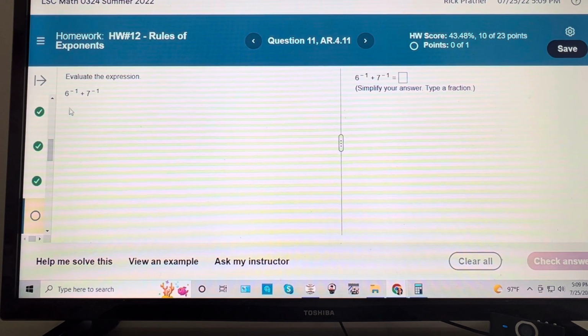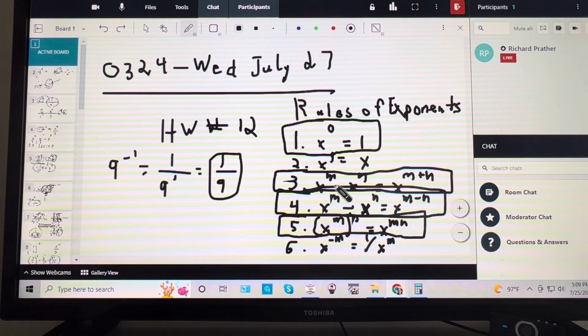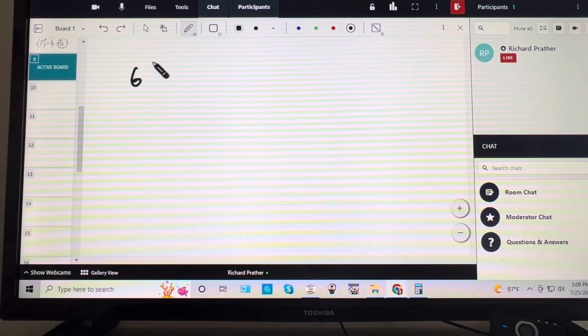Watch out here because it's 6 to the negative 1 plus, not times, but plus, 7 to the negative 1. So there's 2 issues. First of all, the bases aren't even the same. And there is no rule about adding powers. There is no x to the something plus anywhere in this list here.